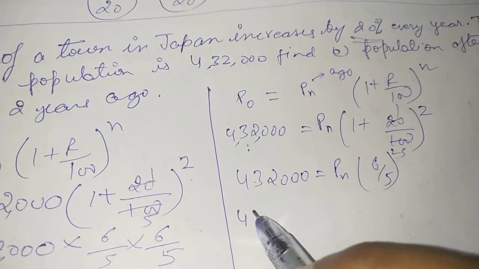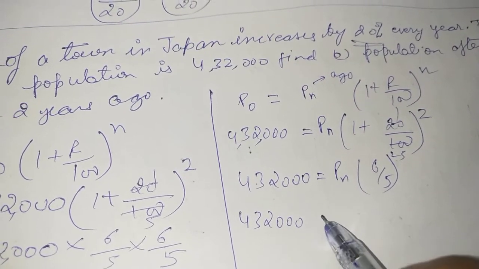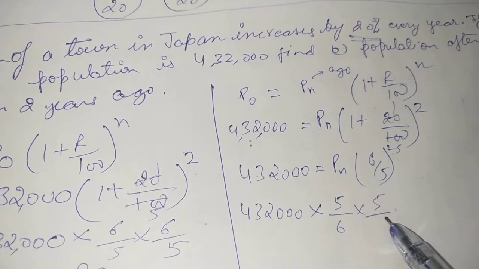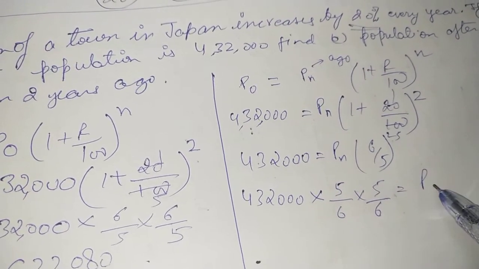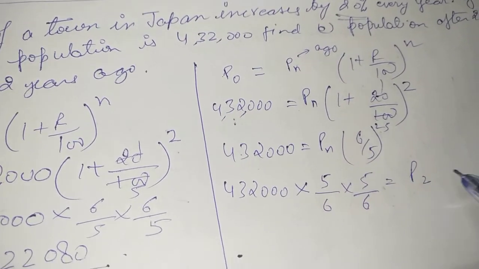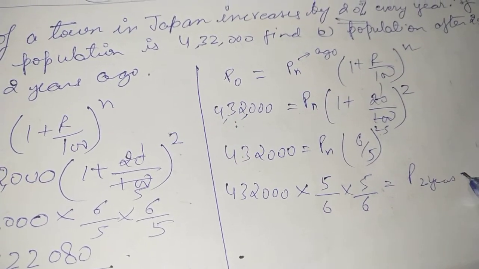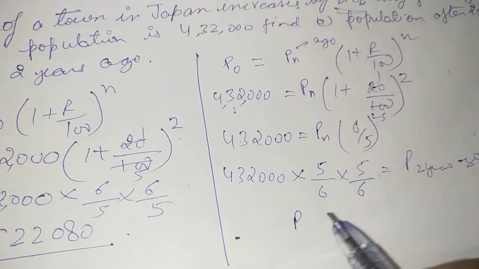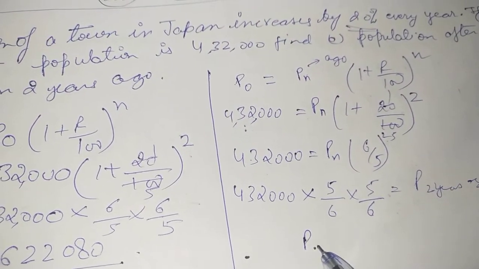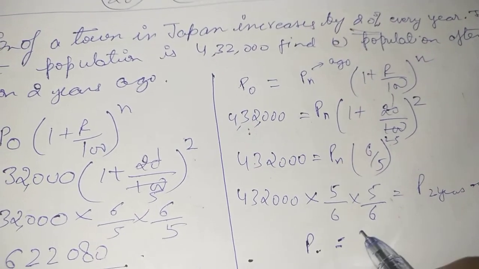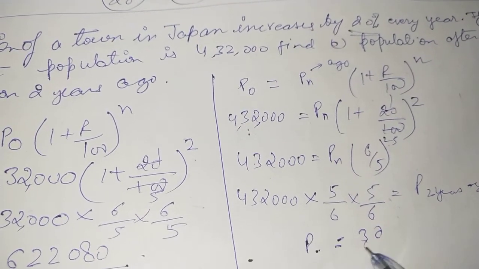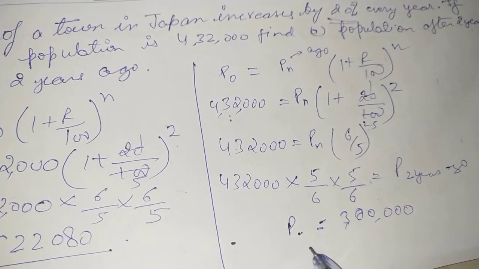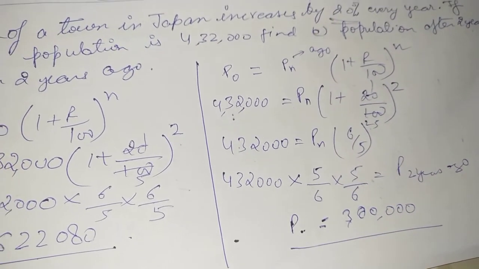Again cross multiplying, 4,32,000 into 5 by 6 into 5 by 6 will be the population n years ago, or we can say 2 years ago. Which on solving, the population 2 years ago will be equal to 3 lakh. So this will be the population 2 years ago.